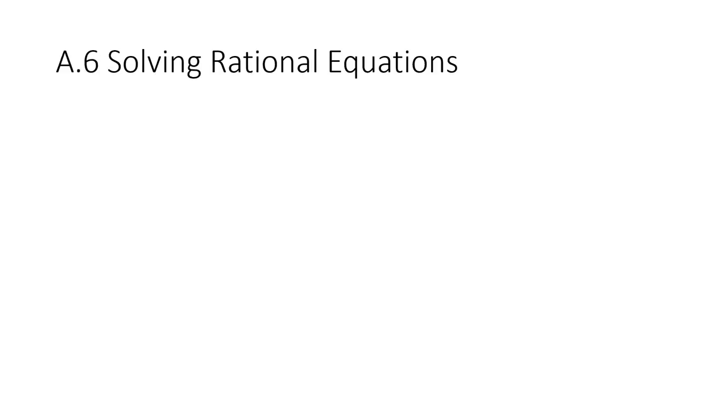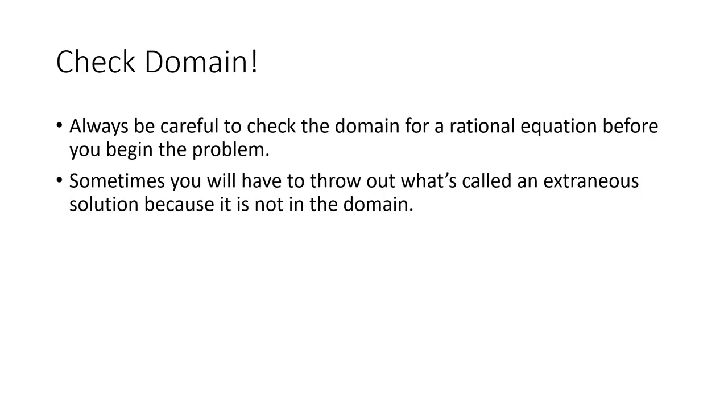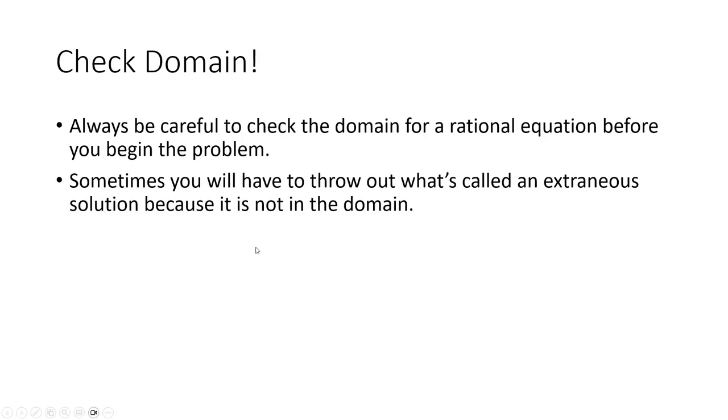Okay, that brings us into A.6, which is solving rational equations. When we solve rational equations, we always want to start by checking the domain. So we want to make sure that our solutions are in the domain and they're not one of those values that's excluded that would make the denominator equal to 0. Right? So sometimes we'll have to throw out a solution if it's extraneous, if it causes the denominator to equal 0.